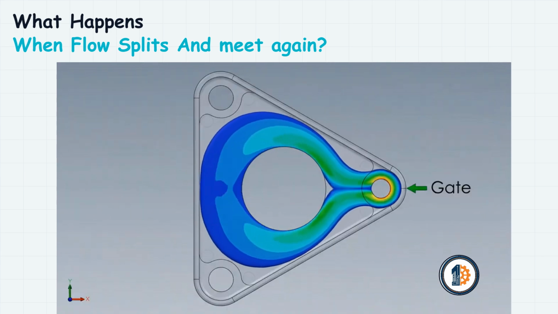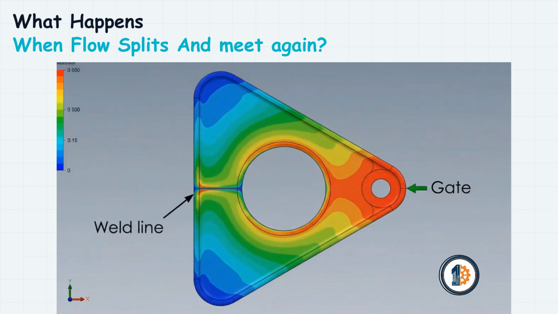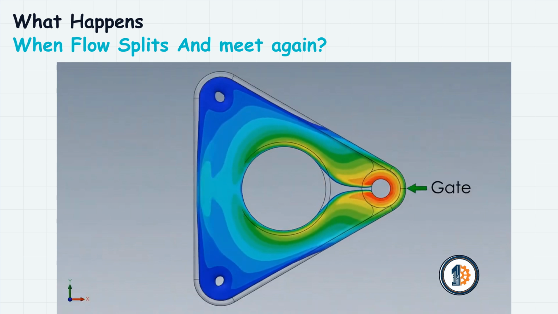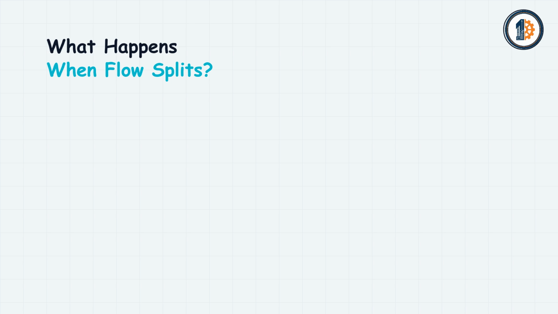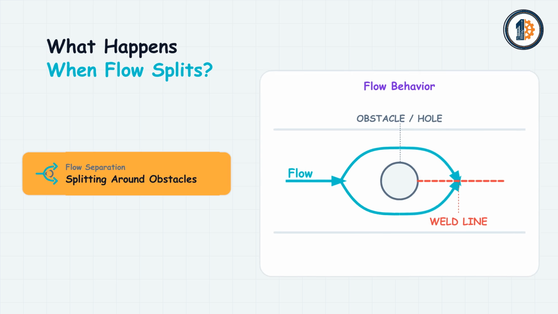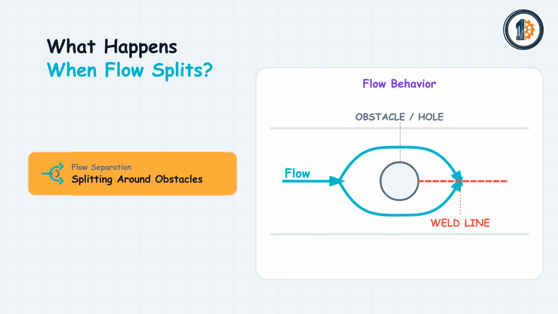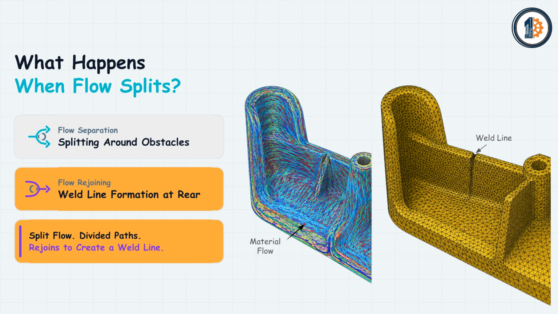Now let's look at something completely different. What happens when the molten plastic flow reaches an obstacle, such as a hole? The flow has to split. The material moves around both sides of the obstacle. Now we have 2 separate melt fronts traveling through different paths. Eventually, those 2 fronts meet again. To summarize, when flow splits, the material separates and then rejoins to create this weld line.